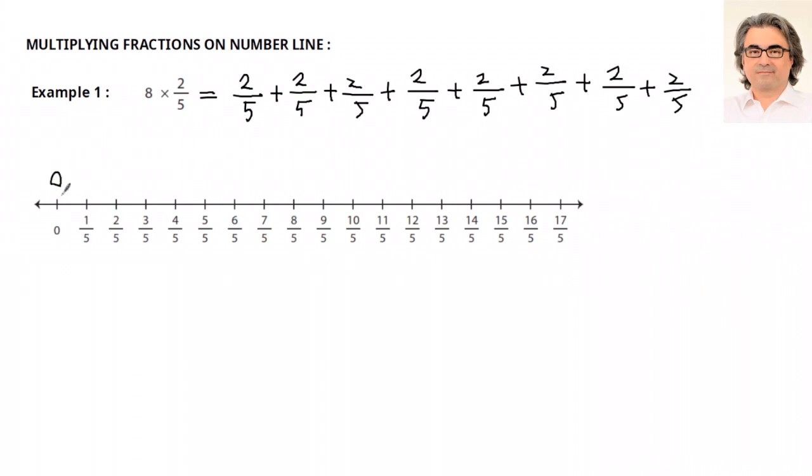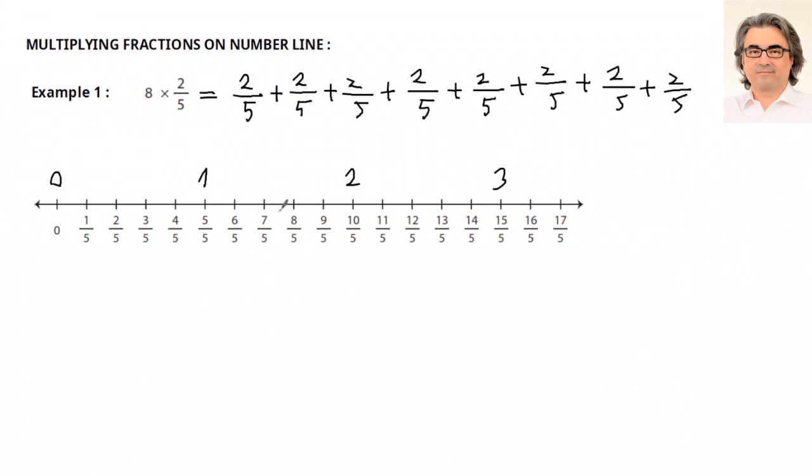Now write here 0. After 0, 5 over 5, it means 1, comes. After 1, 2 comes, 10 over 5. After 2, 3 comes, 15 over 5. And that's all. Now, I divided each interval into 5 equal parts. For example, between 0 and 1: 1, 2, 3, 4, 5. Between 1 and 2: 1, 2, 3, 4, 5, as you see.